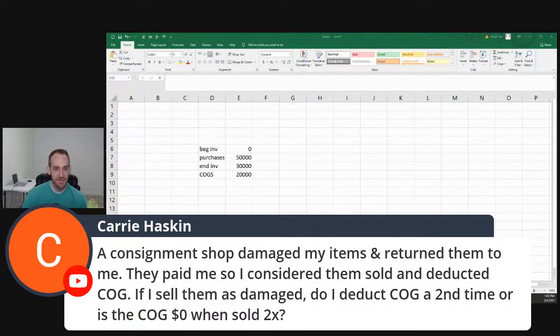Okay, Carrie slipped in this question. A consignment shop damaged her items and returned them to her. They paid me, so I consider them sold and deducted them as cost of goods sold. Yeah, if you already deducted them and then you sell them again, cost of goods sold would be 0. Exactly.